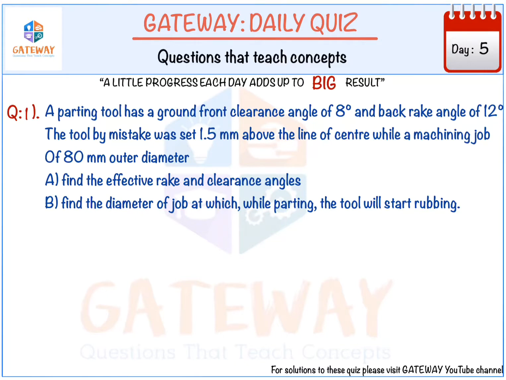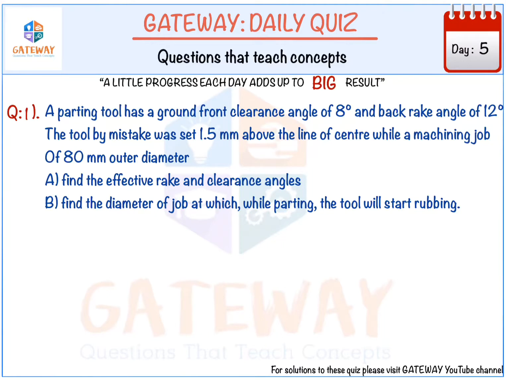And the back rake angle is 12 degrees. We all know what the back rake angle is, and that is given as 12 degrees. These two angles were the specification for the tool. They will not change for the tool. Once the tool is ground, these angles will be fixed. They will not change.